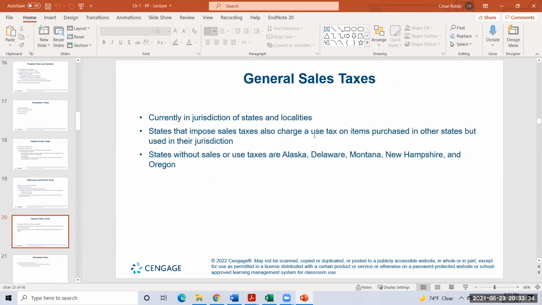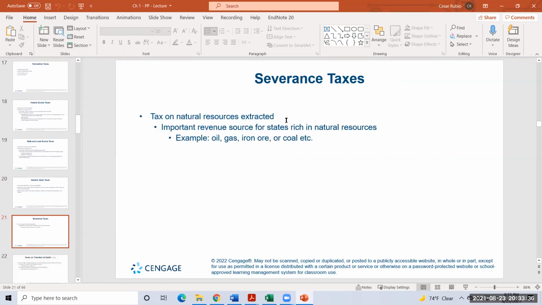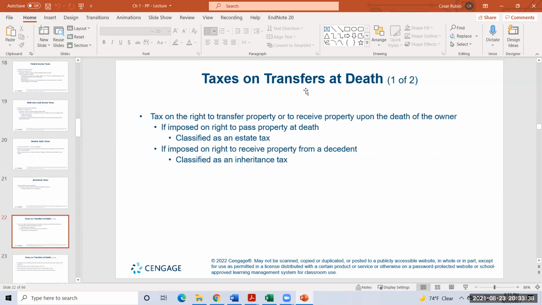Here's the sales tax, so it kind of gives you that information, severance taxes, taxes on transfers at death. Again, I mentioned it was the estate tax and inheritance tax. Just read as much as you can. I will answer any questions you may have, but we're not going to focus a lot on this. If you do want to know more, you may want to enroll in 16. We cover that a lot.